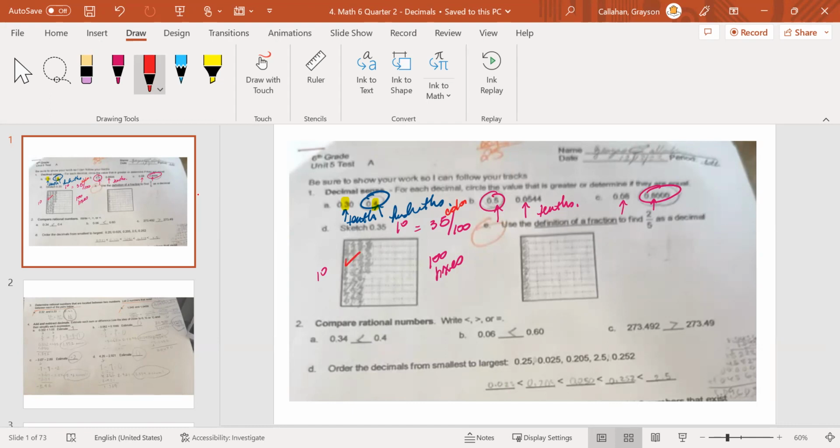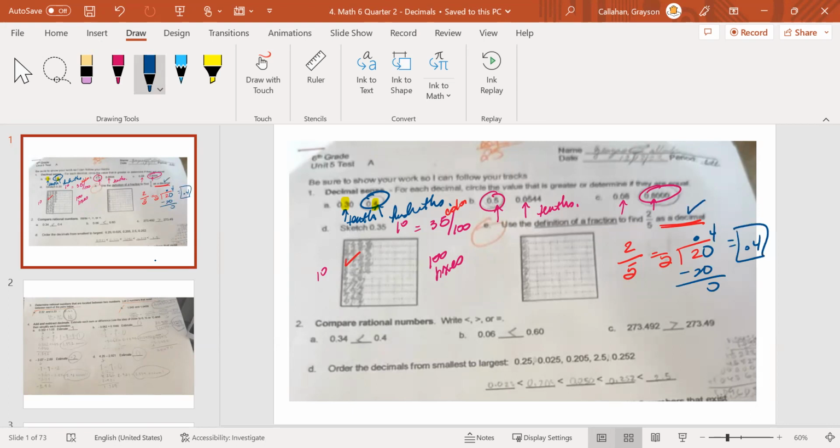Use the definition of a fraction to find 2/5 as a decimal. When you do 2/5 as a decimal, one of the issues you're having is you're not answering the entire question. You understand me? 2/5 is basically 2 divided by 5, right? So put a dot, put a 0. 5 times 4 is 20. So your answer is 0.4. That's a decimal right there.